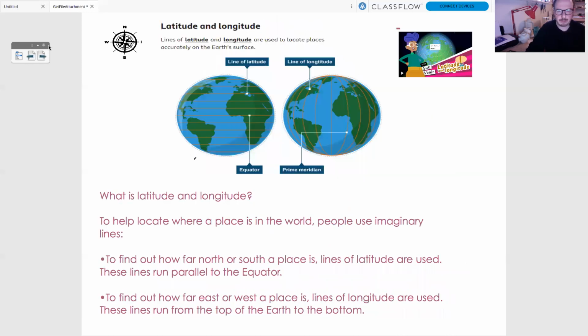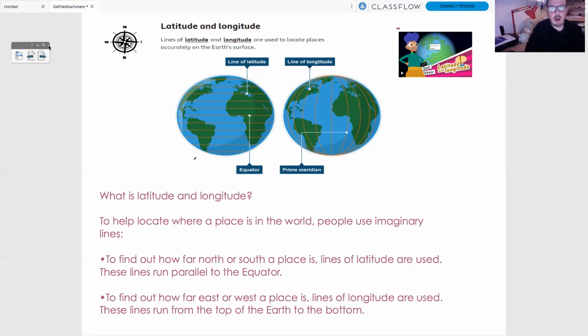Now, latitude and longitude are some other words that we introduced at the beginning. I said they're really technical words. Basically, longitude and latitude are the names we've given to imaginary lines. The world has been divided up into sections by these lines of latitude and longitude, and it's all to help us locate places in the world.